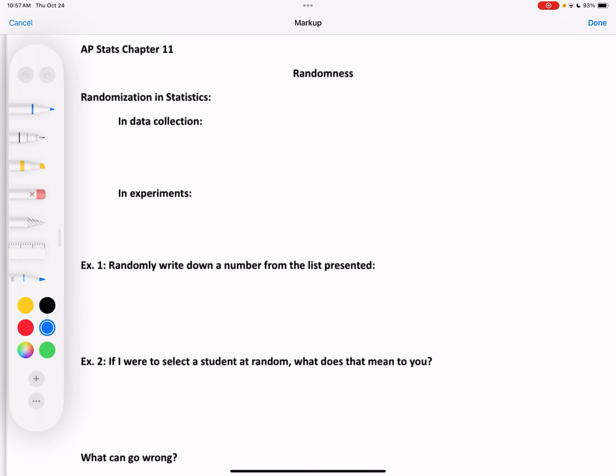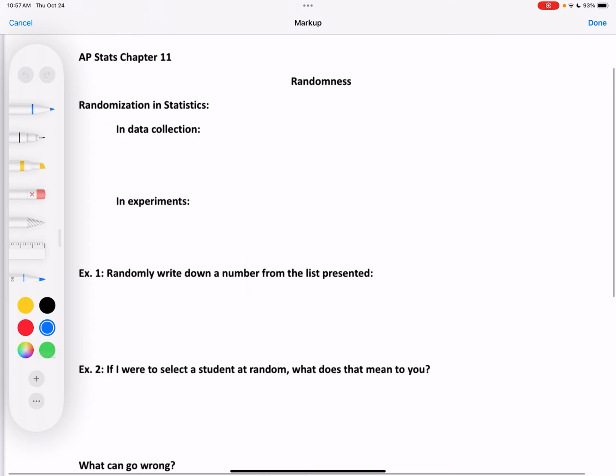So, looked at the notes yesterday. There's going to be a decent amount of notes, at least on this first page here as we go through and look at stuff. But randomization and statistics in data collection, I'm going to write in a different color than I normally do. We are going to use random sampling to avoid bias.